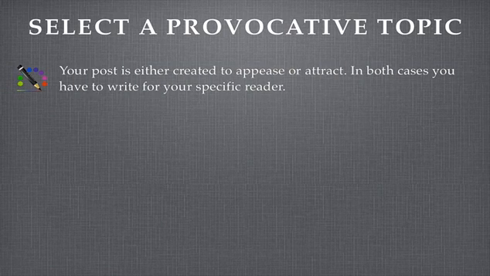Now, your post is either created to appease or to attract. Okay, so you are either creating a post that is just going to give people a bunch of information and give your current subscribers content and keep them abreast of situations, news, and information that they want, or the post is created to attract new subscribers and to possibly be ranked on search engines and be found by people that might not know you. So these are two completely different schools of thought when it comes to blogging. Are you blogging to appease your current subscribers and give them the stuff they want, or are you blogging to attract new people? And in both cases, you have to write for your specific reader, whether it's for the reader that you're trying to attract or the reader you're trying to appease.